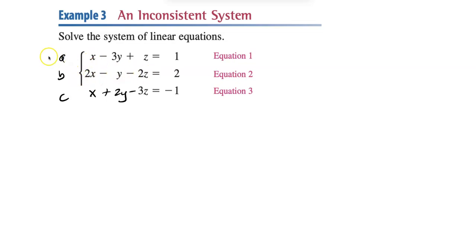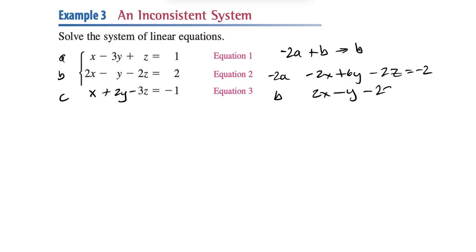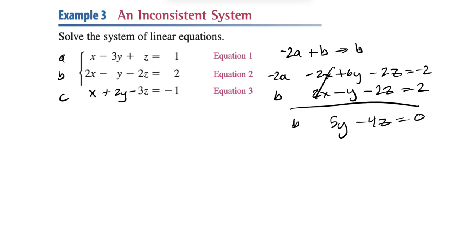I'm going to multiply a by -2 so they cancel each other out. Then we're going to add that to b and put that in b. I should use notation so we know what's going on, right? I'm multiplying row a by -2, adding it to row b, and putting the result in row b. So -2 times a is -2x plus 6y minus 2z equals -2. And then b is 2x minus y minus 2z equals 2. We're going to add these up. These cancel. I get 5y minus 4z equals 0. So that's going to be my new b.